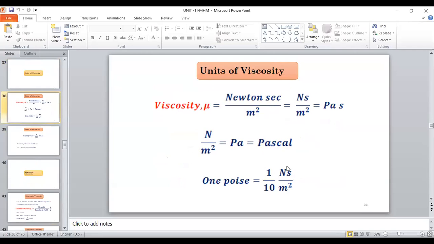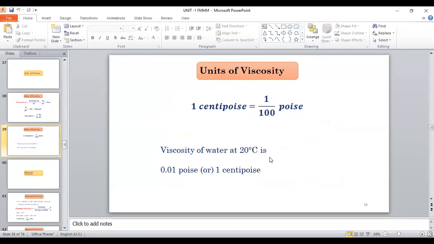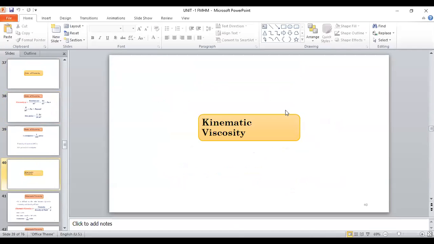Okay. Please remember this, very important. One poise is 1 by 10 Newton second per meter square. If you want Newton second per meter square in terms of poise, this 10 will go here. So 1 into 10 becomes 10 poise. Similarly, this one also you have to remember. 1 centipoise is 1 by 100th of poise.